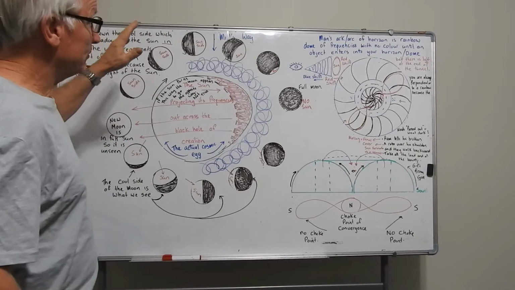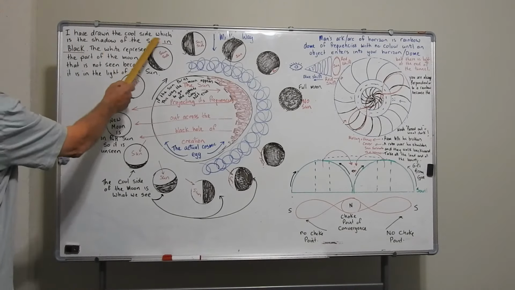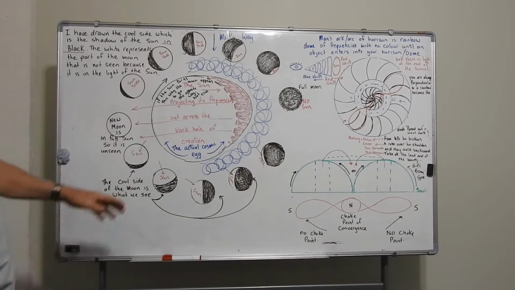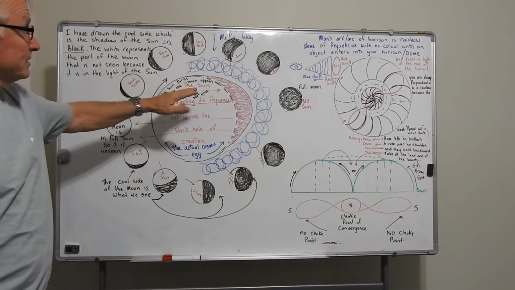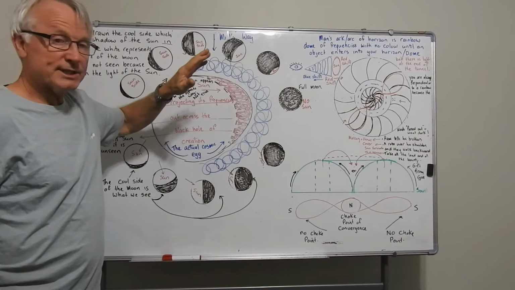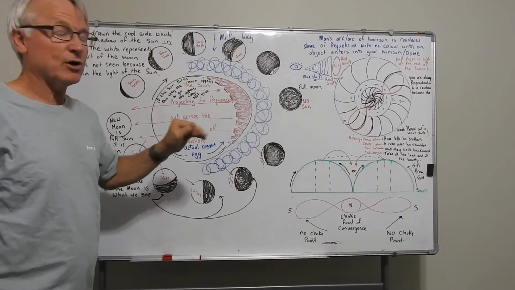But this is about the moon cycles. I have drawn the cool side, which is the shadow of the sun. This is a big one. This is really mind-blowing once you get to understand this. Shadows. What we see of the moon, what we actually see, is the shadow of the sun.